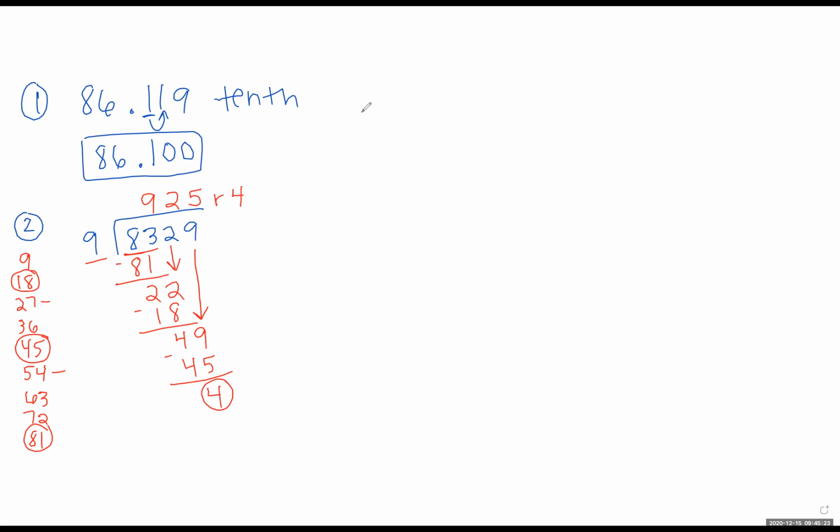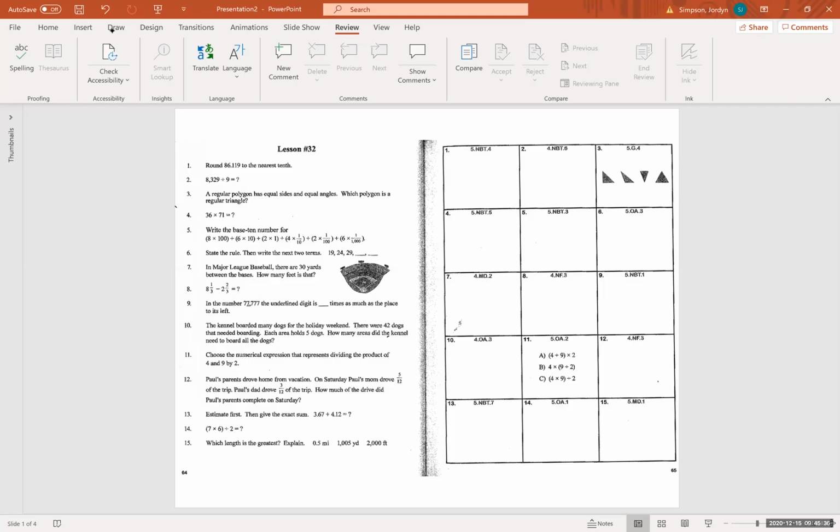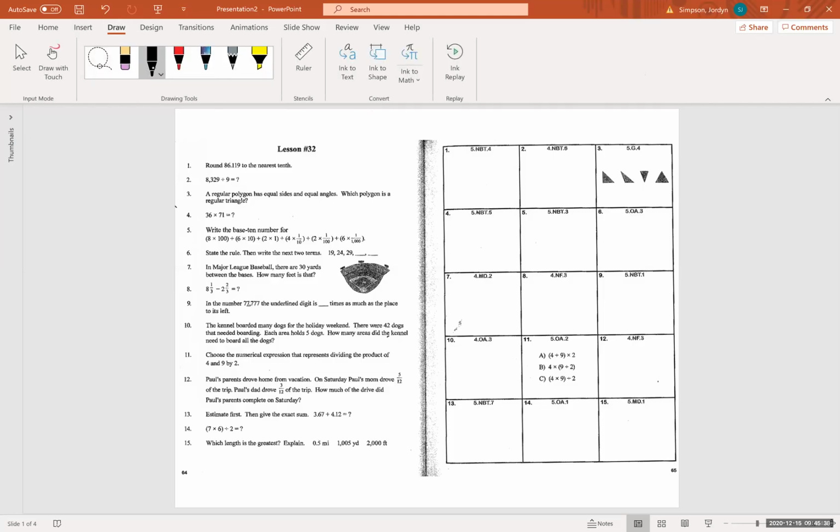All right, let's go ahead to number 3. Number 3 says a regular polygon has equal sides and equal angles. Which polygon is a regular triangle? So I'm going to share with you this paper. So let's go ahead and look at these. A regular polygon has equal sides and equal angles, so you need to look at each of these triangles to ask yourself that.